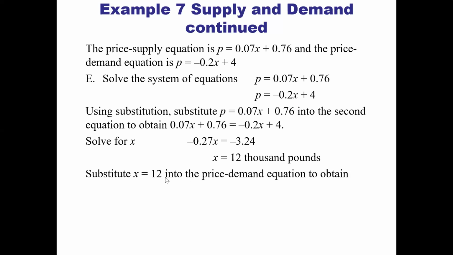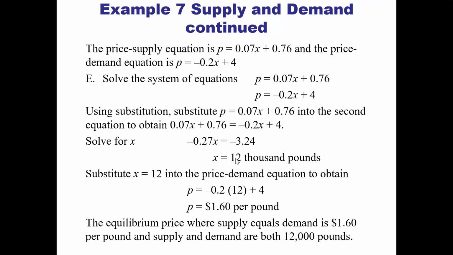We substitute that into the price demand equation, and we get $1.60 per pound. So at $1.60 per pound, that's the number of thousands of pounds that is going to be ideal. That's where we meet in the middle, and everybody's happy there. That's also called the equilibrium price, where supply is equal to the demand, and if you drew a graph, it's the point where the lines intersect. All right, so hopefully that will help you with this section.